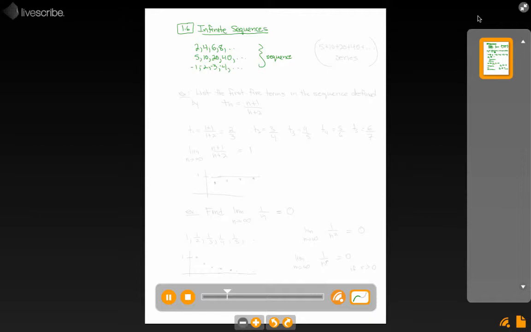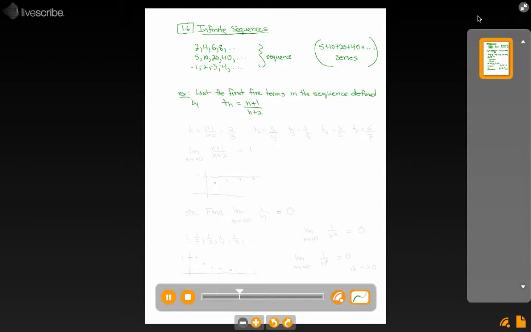A series is when you start to add those numbers up. So if I say 5 plus 10 plus 20 plus 40, then we're talking about adding numbers up, and then we're talking about series, and we'll get into that in the next section, what happens when we add things up. But for this one, we're just going to talk about terms in a sequence, and what's the next term in a sequence, and general terms of a sequence, and limits of sequences. So let's have the first example.